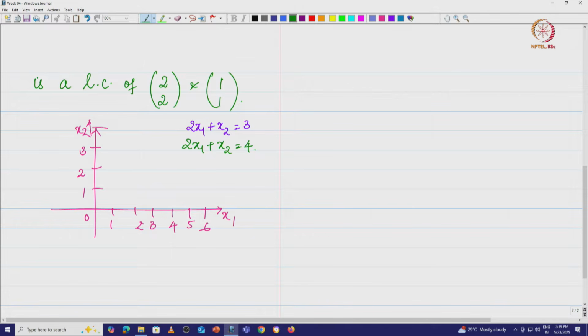Now, if I take 2 x 1 plus x 2 is equal to 3, when I substitute x 1 is equal to 0, x 2 is equal to 3, and when I substitute x 2 is equal to 0, x 1 is equal to 1.5. So, this is the line that I have, that is the line, this is basically 1.5.